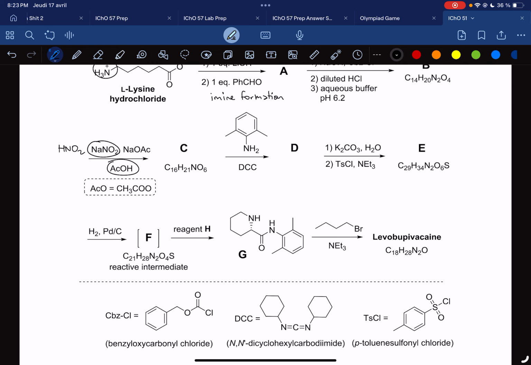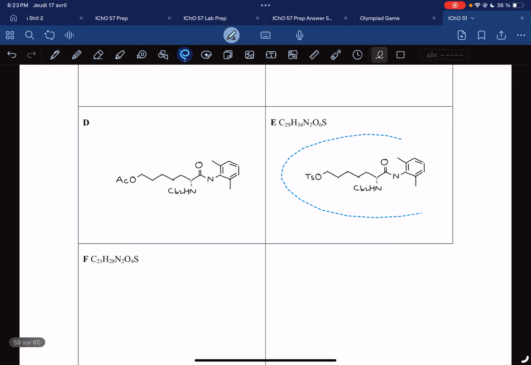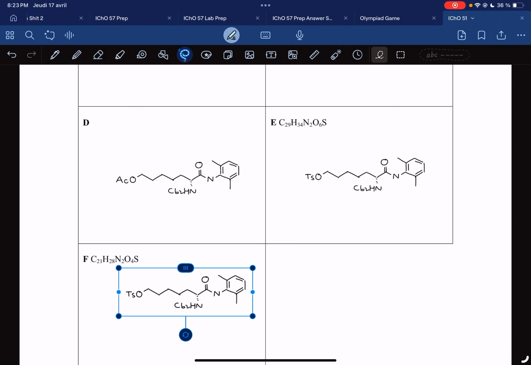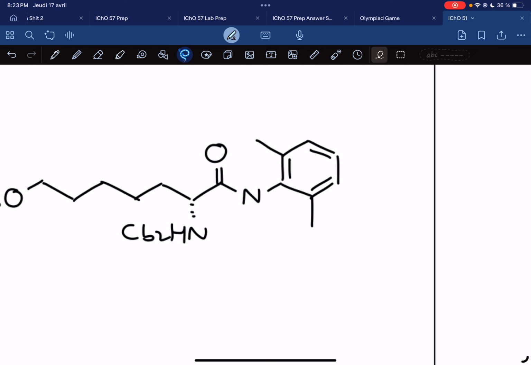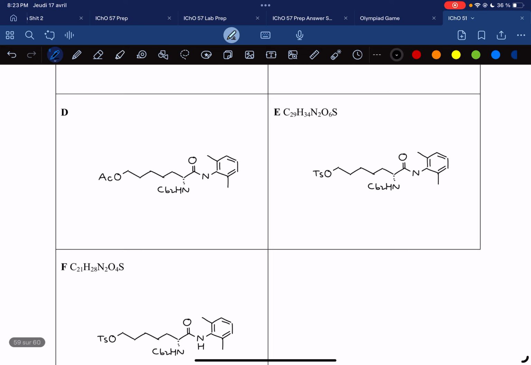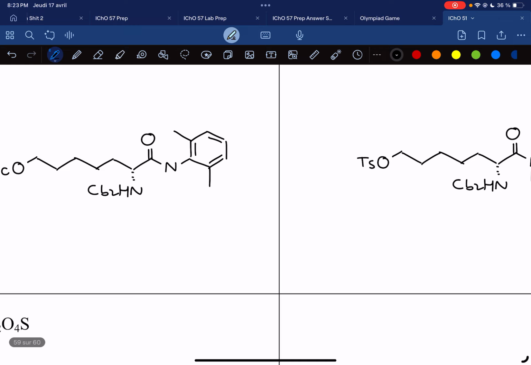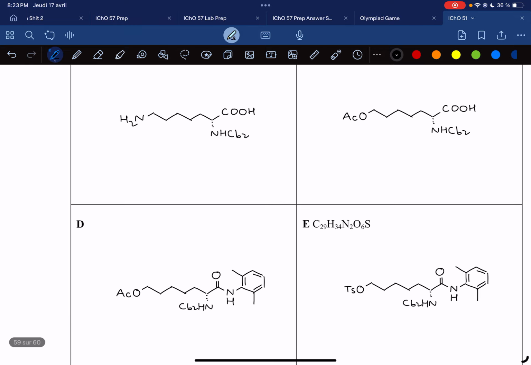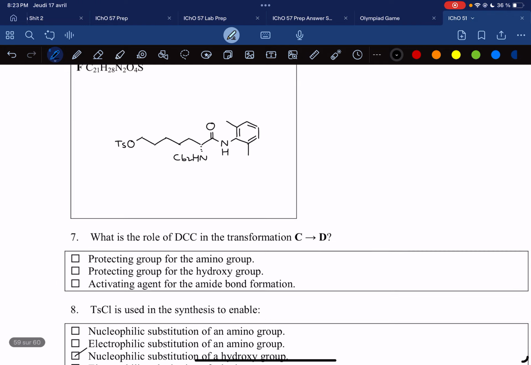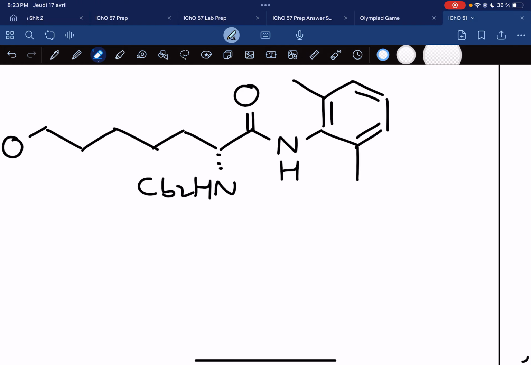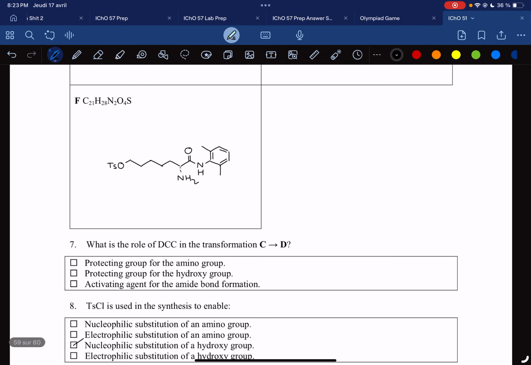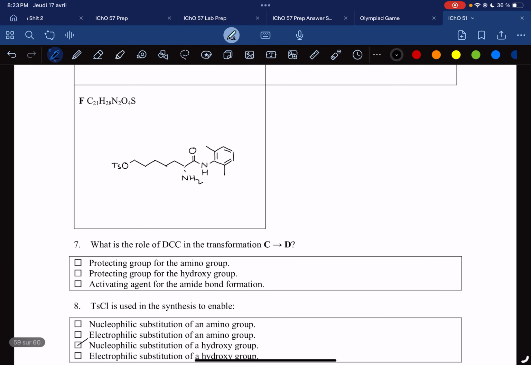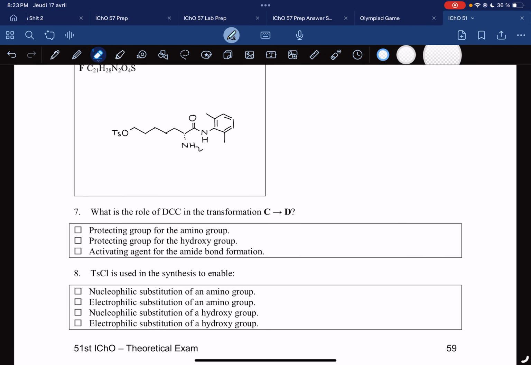H2, Pd/C. That's just going to turn into an intermediate F. So that's going to take out that CBZ group. Oh, sorry, I forgot to draw a proton here. All right, is everything good? Yes, everything is good. So that's just going to take out the CBZ group. Good. That's F.